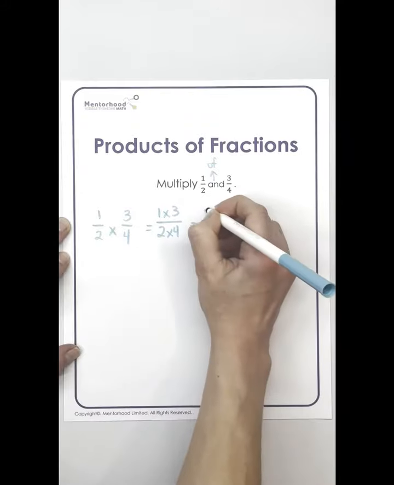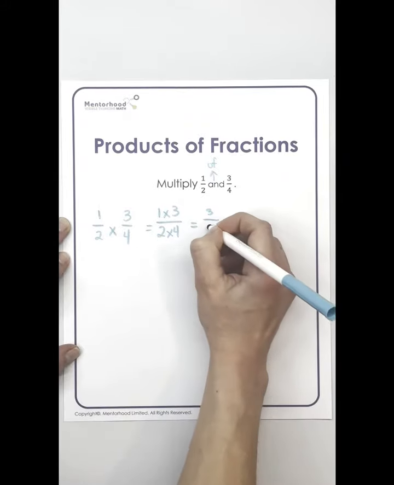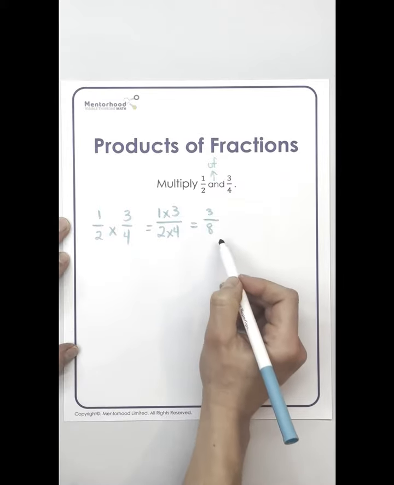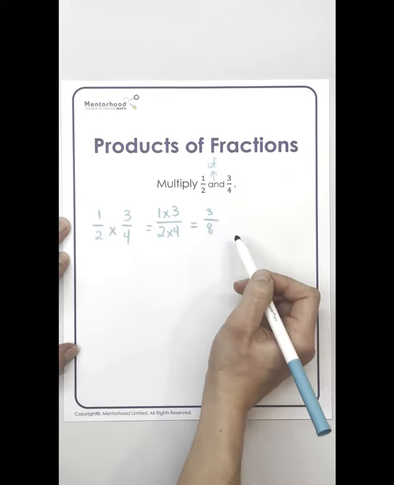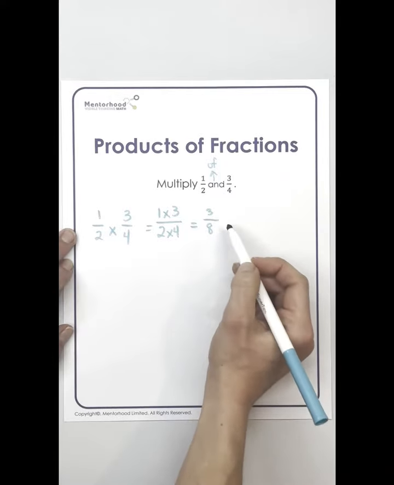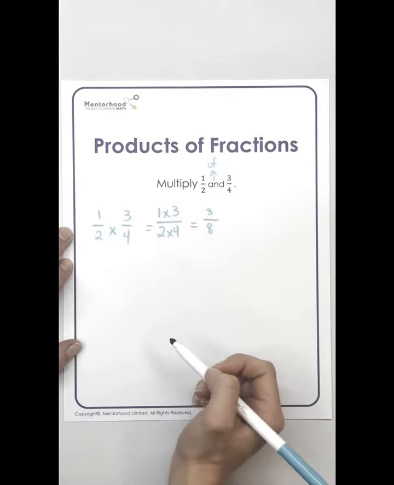1 times 3 is 3. 2 times 4 is 8. So 3/8 is your answer. Now, is this in simplest form? Yes, it is, because 3 and 8 don't both divide by 2 or 3. They only divide by 1, which would leave us with the same answer. So that is in simplest form.